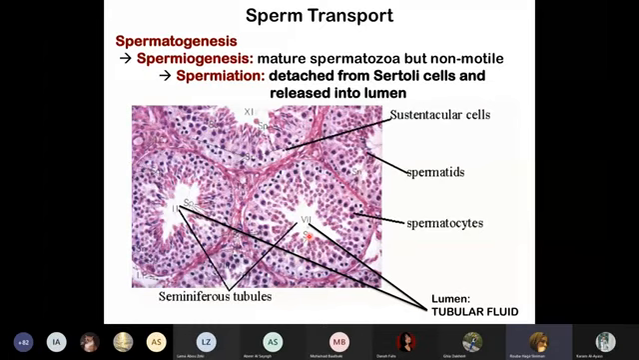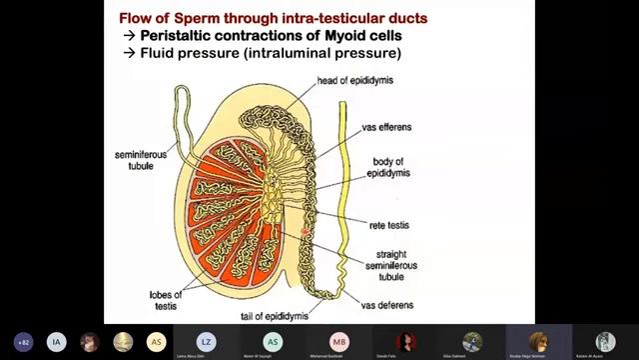And again, when it passes into the female reproductive system, it will acquire further properties that will make it a fertilizing sperm, because when released in the seminiferous tubule, it's not a fertilizing sperm cell. The release into the lumen of the seminiferous tubule is what we call spermiation. It's when these sperm cells are detached from the Sertoli cells and released into the lumen of the seminiferous tubule. How are these sperms transported?